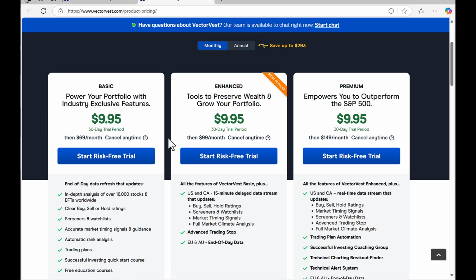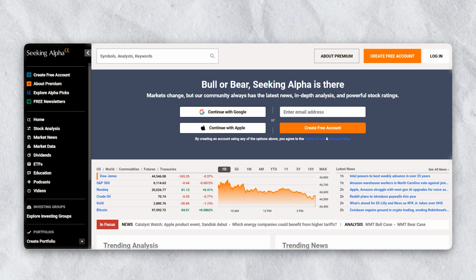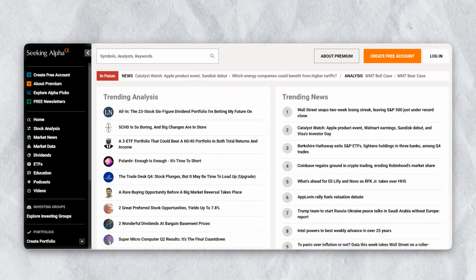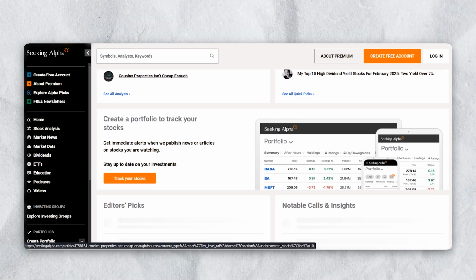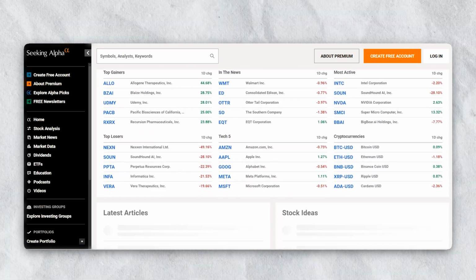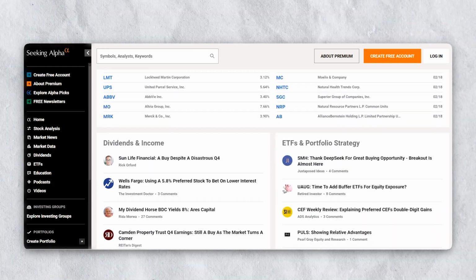And it's also worth considering how much VectorVest costs compared to alternatives, particularly Seeking Alpha comes to mind. Seeking Alpha is not as targeted towards swing traders, but it does offer a system of stock ideas based on value, growth, and momentum. And it's worth checking out if you're interested in a system that allows you to just jump on and find stocks to buy right now without quite as much work as VectorVest requires.